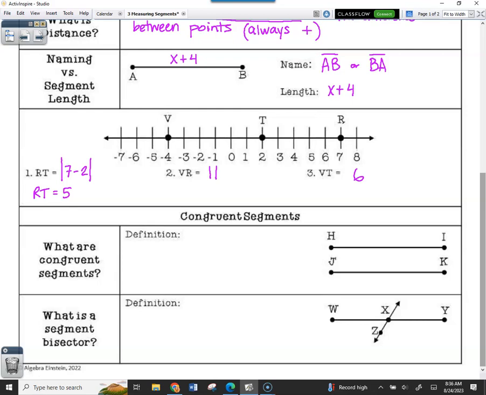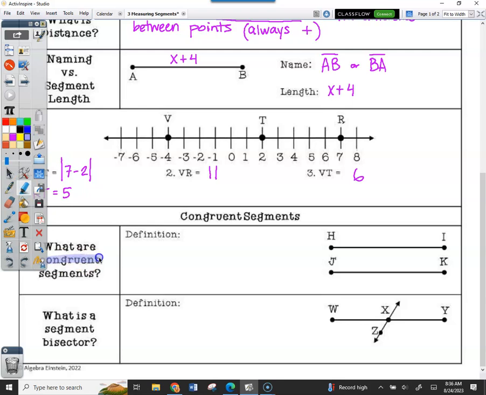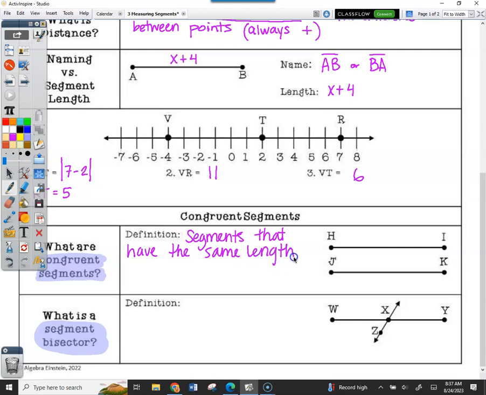Here's where we need highlighters. I want you to highlight what it means by having congruent segments, and highlight what it means by a segment bisector. Highlight both of those. If it's starting to die, throw it away and I'll give you another one. Congruent segments are segments that have the same length. They're equal.